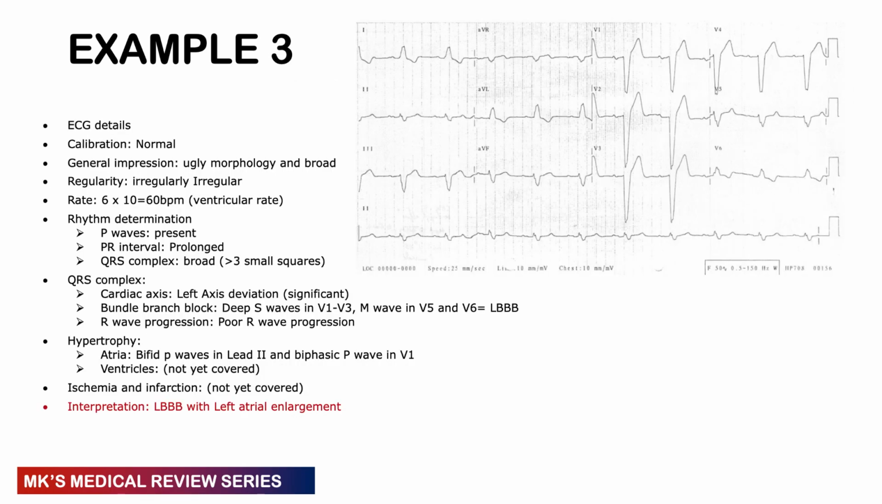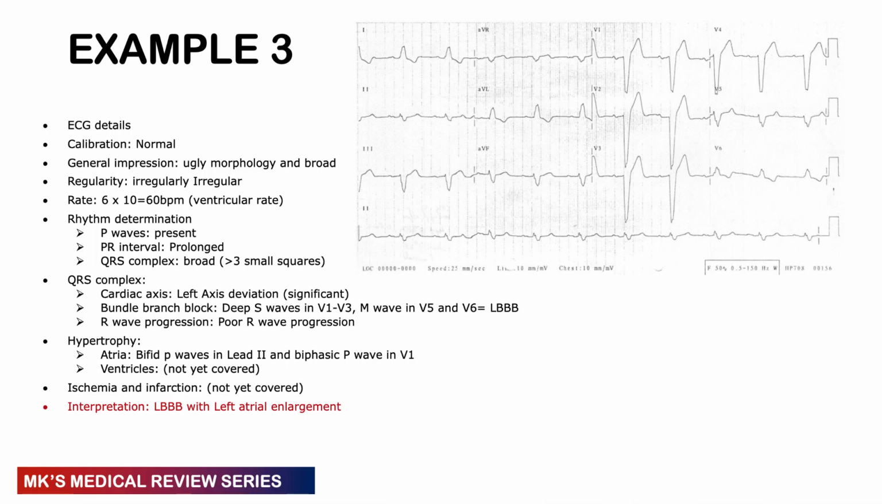So as you can see again, we start with our ECG details, the calibration, which is standard. Our general impression is that there are these ugly, broad morphologies on this ECG. We can look at the rhythm here. It's going to be irregularly irregular. The distance between this to this, this to this, is not the same. Then if it's irregular, it means that we have to count 30 squares from the beginning to about somewhere there, so that we can determine the rate using our method.